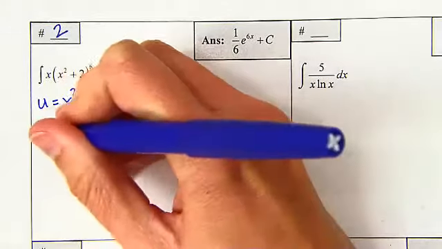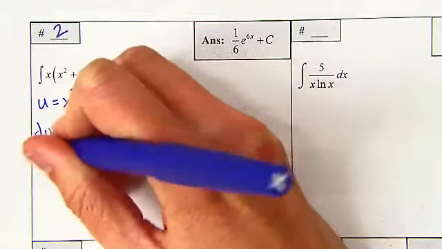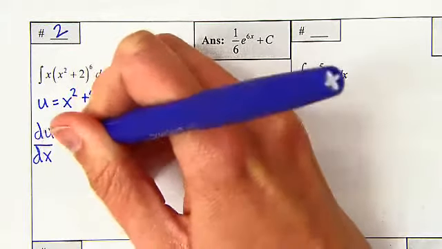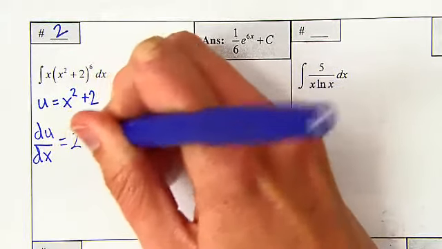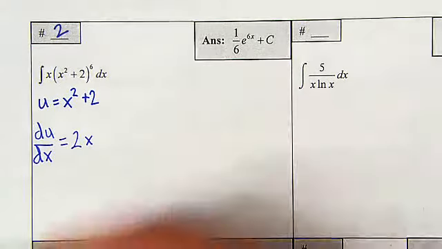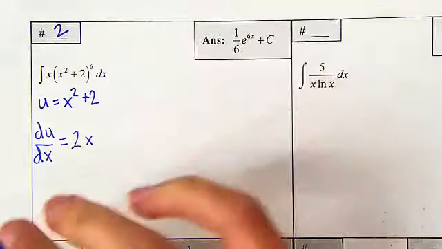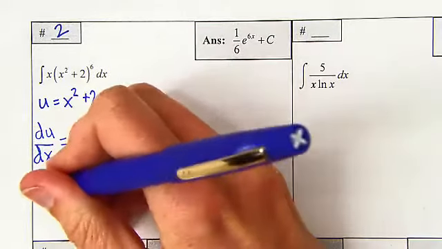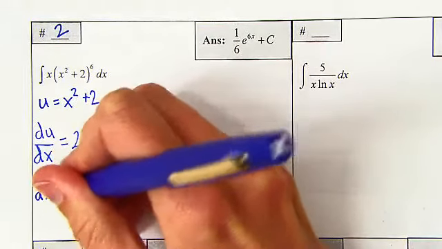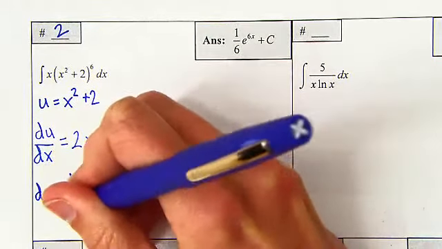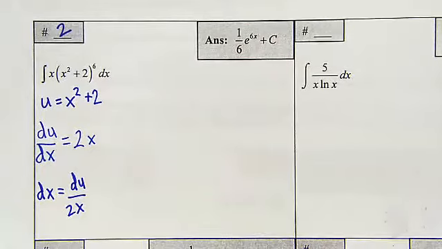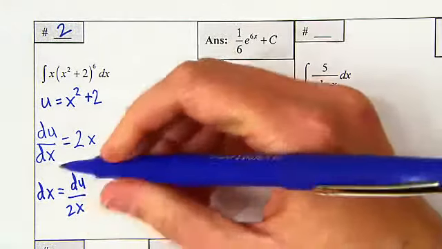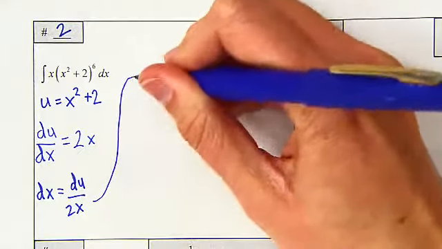So now we're going to go ahead and take the derivative of that. So we have du over dx is equal to 2x. We solve for dx, we get it by itself. We do a little bit of algebra and you end up getting dx is equal to du over 2x. Okay. Once you get the dx by itself, you can go ahead and rewrite that integral.